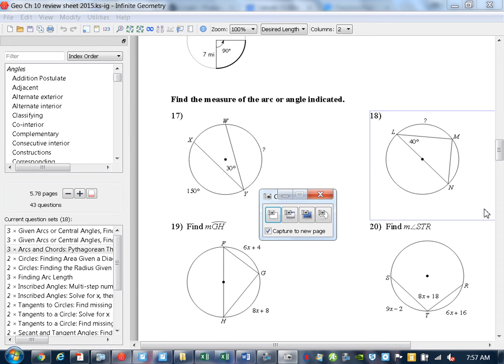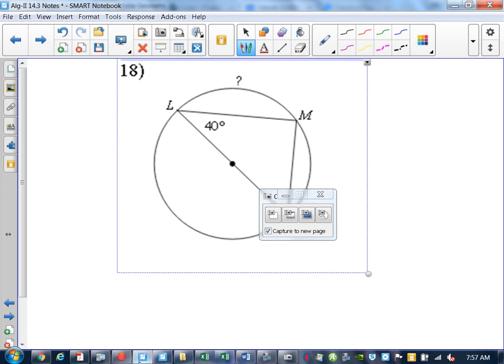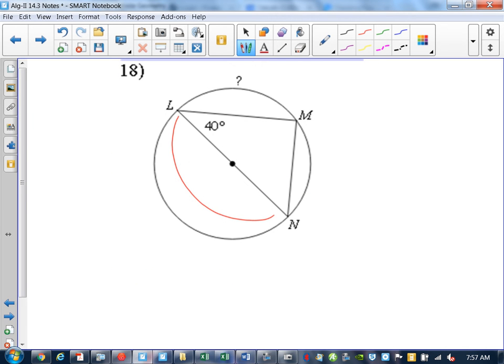When an inscribed angle hits a diameter, what's the angle? Half of it. Half the arc. Well, the arc that's created here is how much? 180, which makes M 90, which makes this angle here 50. If it's on the circle, it is half the arc. What's the arc LM? If the angle is half the arc.